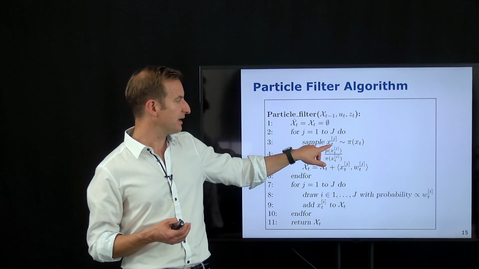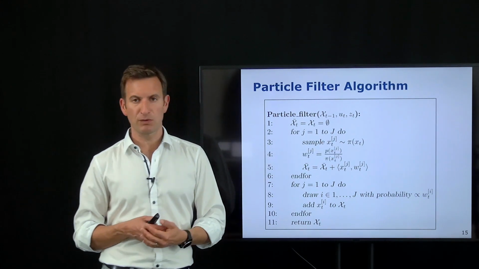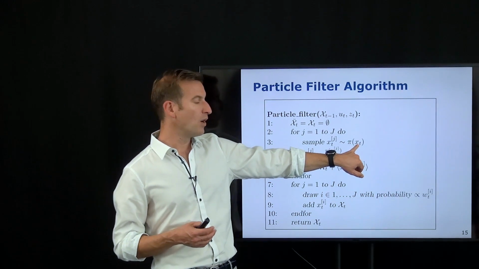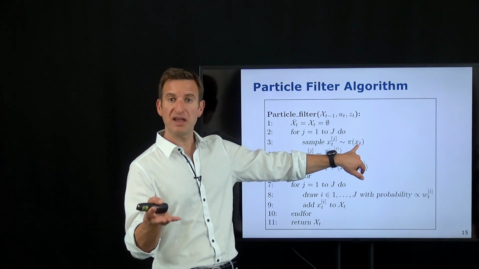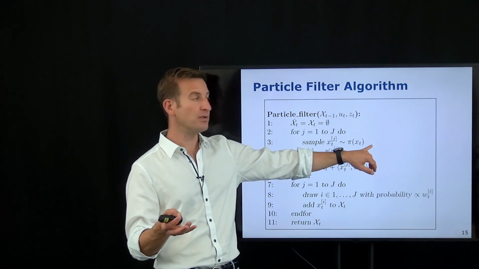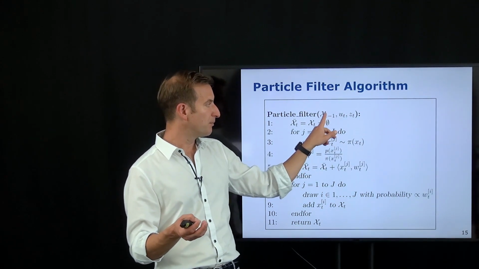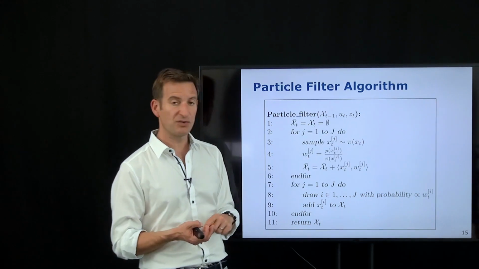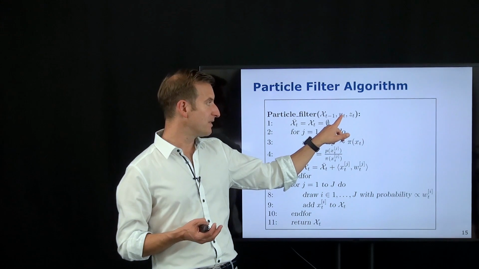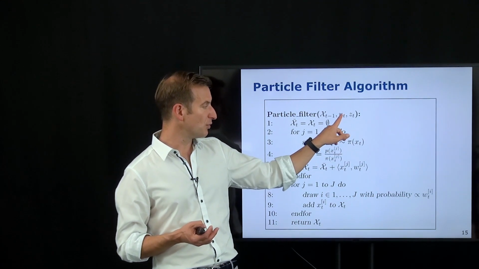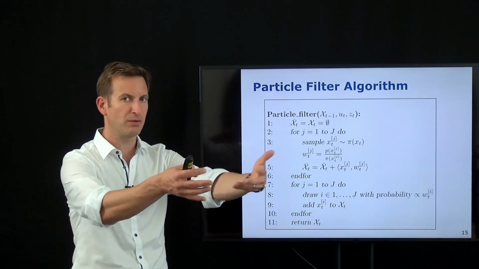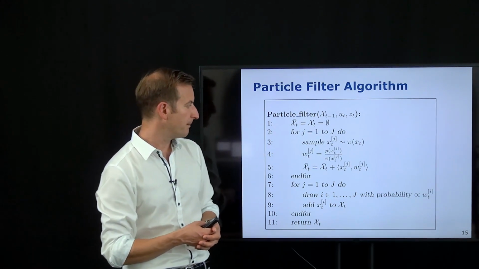And then I'm sampling samples from my proposal distribution. And again, this pi is a user-defined choice. So what's a hypothesis where the state can be in? And this, of course, depends on my previous belief. So this previous belief will be sitting somewhere in this proposal distribution. And in most cases, the motion command will also be sitting here, because it tells us how the system will evolve from the previous point in time to the next point in time.